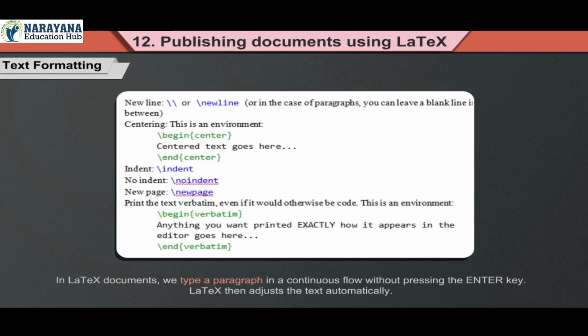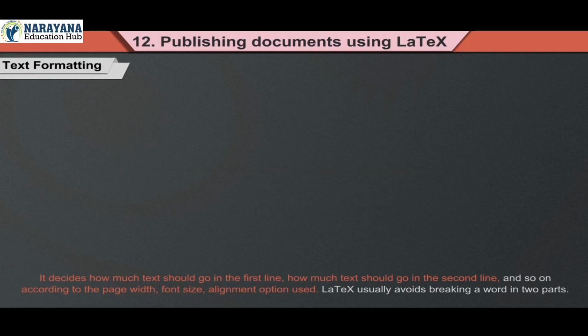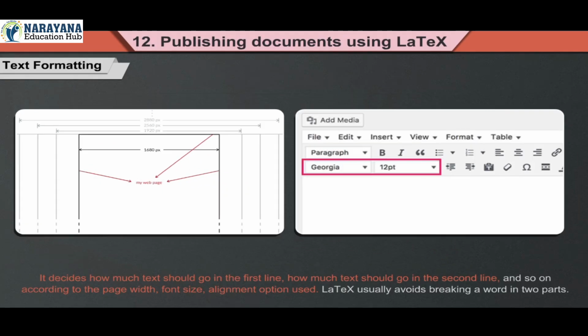In LaTeX documents, we type a paragraph in a continuous flow without pressing the Enter key. LaTeX then adjusts the text automatically. It decides how much text should go in the first line, how much text should go in the second line, and so on according to the page width, font size, alignment option used.